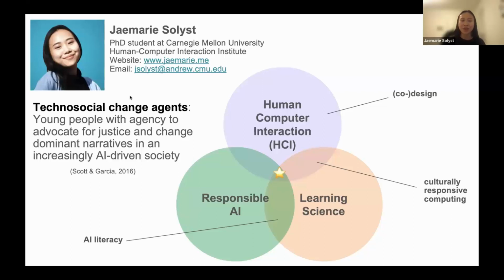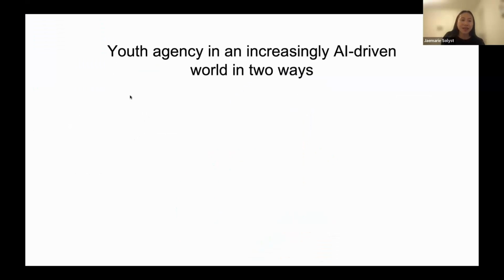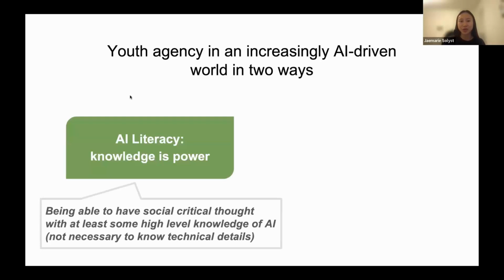Marginalized youth are greatly impacted by AI technology, but have some of the least say in it, and they're not recognized as important contributors to responsible AI. So in my research, I'll share two small findings from different papers. I'm looking at different aspects of how marginalized youth can have agency with AI. First is through culture-responsive AI literacy. And I mean not just technical aspects, but an emphasis on socio-technical and ethical components as well.